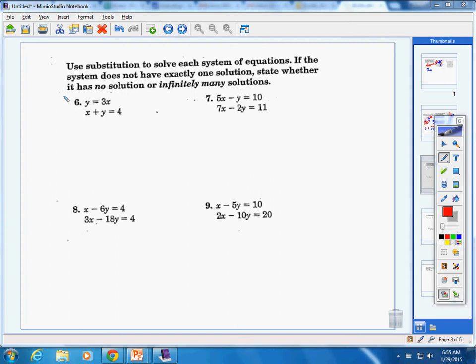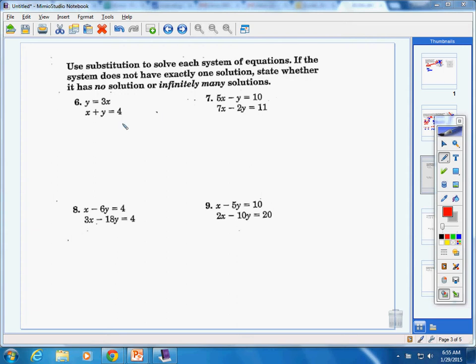Okay, so this is section 3. This has questions 6, 7, 8, and 9. This is the substitution method section. So use the substitution to solve each system of equations. If the system does not have exactly one solution, state whether it has no solution or infinitely many solutions. Let's get right down to business.